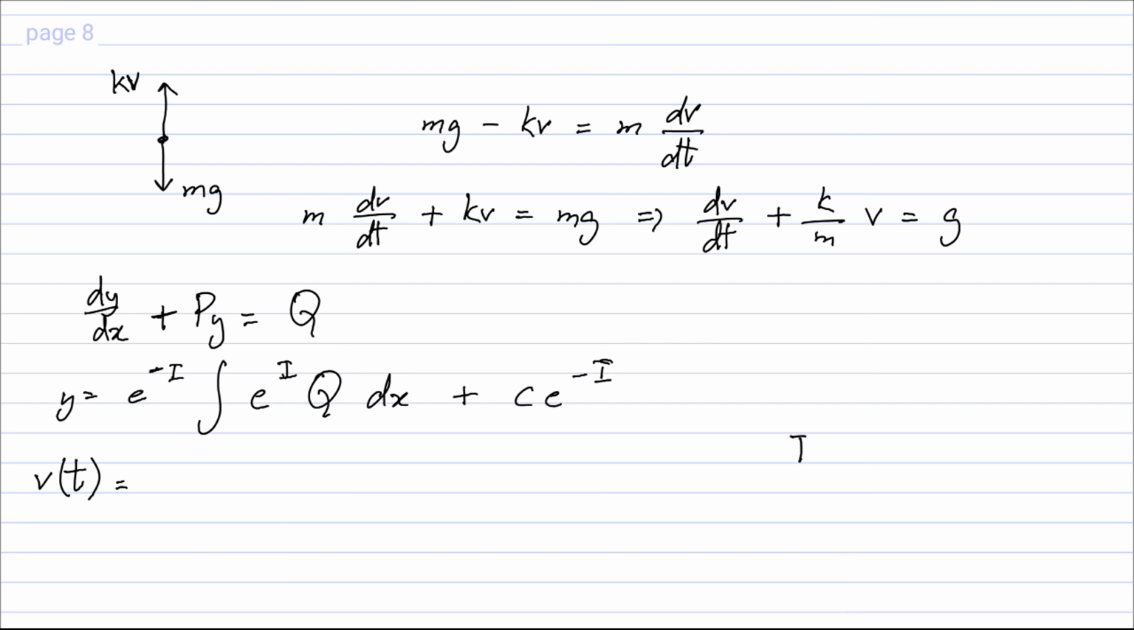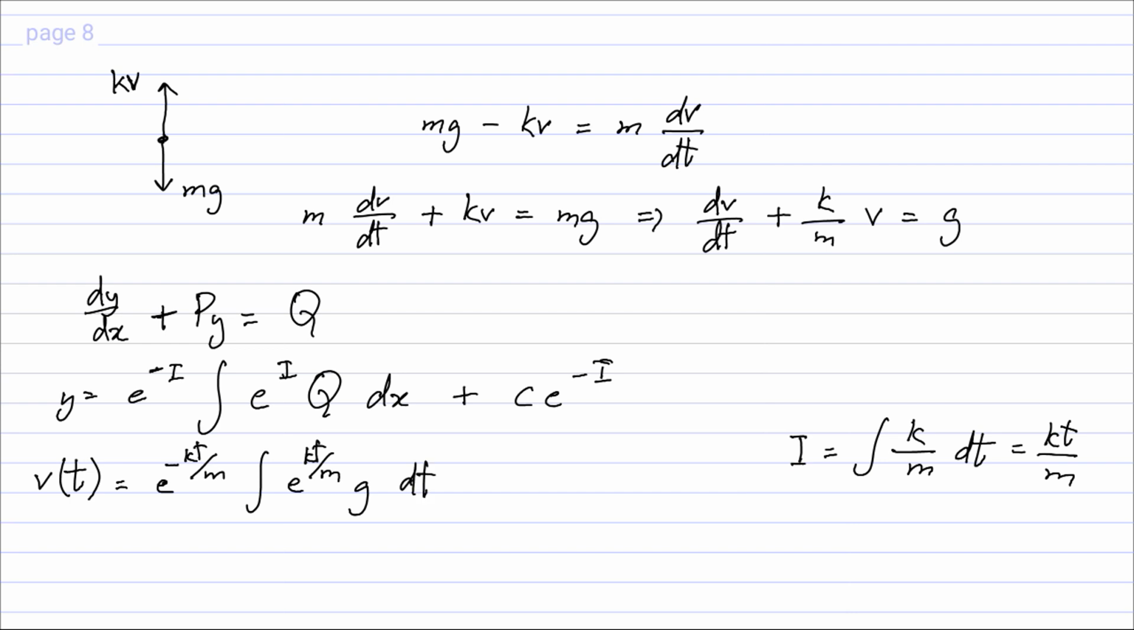For our case, the integrating factor I, remember, was e raised to the integral of p with respect to x. So for our situation it's k over m, because p is simply k over m, and then you have dt, right? So this is kt over m. Okay, so you get e raised to power kt over m, and q of course is g dt, plus c, which we have to determine from the initial condition. So this is multiplied by e raised to power minus kt over m.